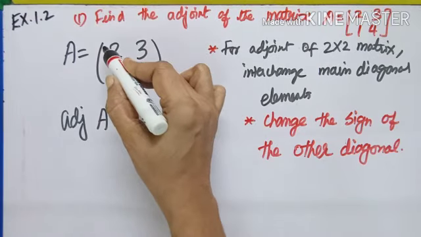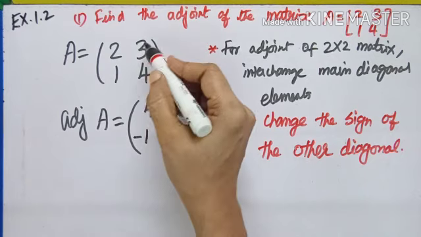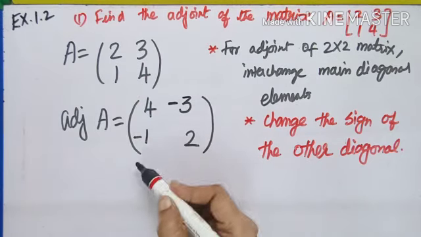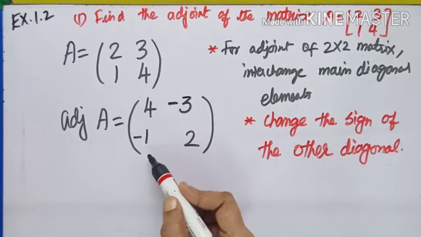Main diagonal 2, 4, interchange. I write 4, 2. The other diagonal, change the symbol. So +3, +1 will now become -3, -1.